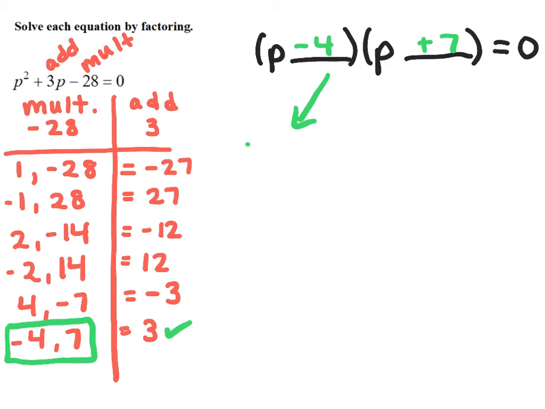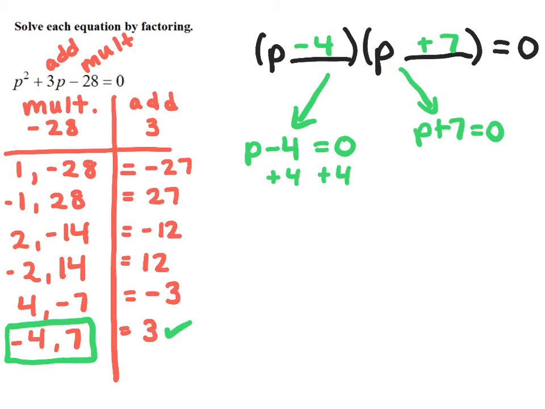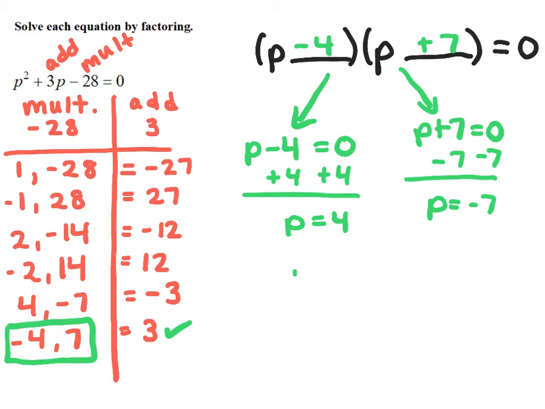Now I can write two equations. So p minus 4 is 0, and p plus 7 is 0. To solve both equations, I could say that I would add 4 to both sides to get p equals 4, or subtract 7 from both sides to get p equals negative 7. So your solution in this case is p equals 4 or negative 7.